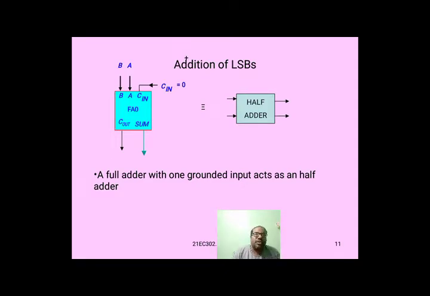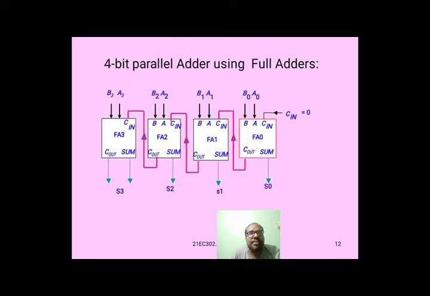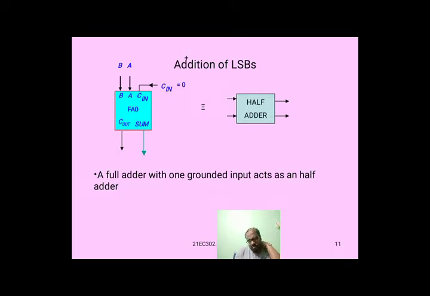Okay, please make a note of it. Addition of LSBs here. How to change the full adder to half adder? This is from the session; it is not given in any textbooks or on the internet. Please note this down, it is the most important one. How to change a full adder to half adder: a full adder with one grounded input acts as a half adder.